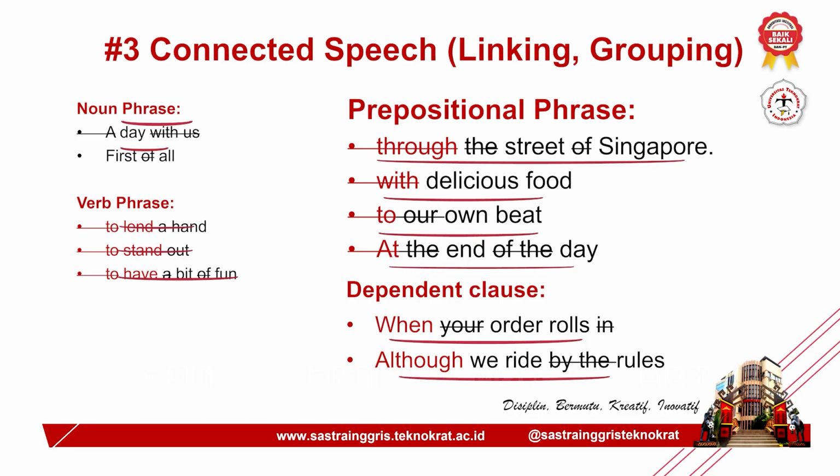And here is the last one, dependent clause. You start with when, for example, although, because, and so on. When your orders rolls in. So you can make it a linking: when your orders rolls in. Okay? And then second clause, I mean, although we write by the rules. By the rules. So by and the is in the weak form. So it's in one connected speech.